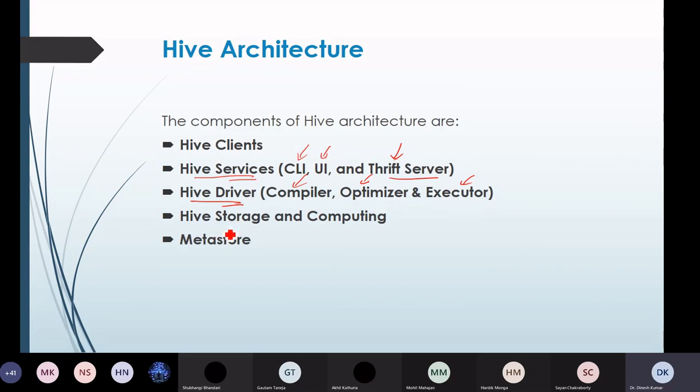Then Hive storage and computing is the meaning of this. What is the purpose of this component? I will discuss later on. Then the metastore. Metastore is a very important component of this architecture, because whatever queries are being submitted by the user to this particular component are taken care of by the metastore also, right? And it plays a very crucial role. So one by one, we will take up all these components and discuss the various sub-components and the functionalities of each and every component.